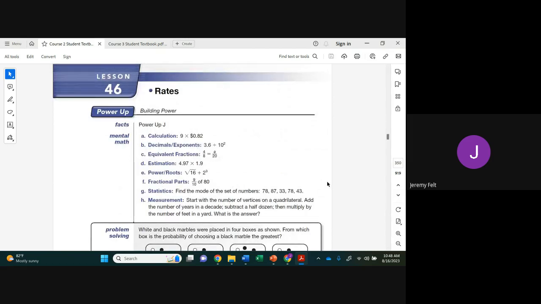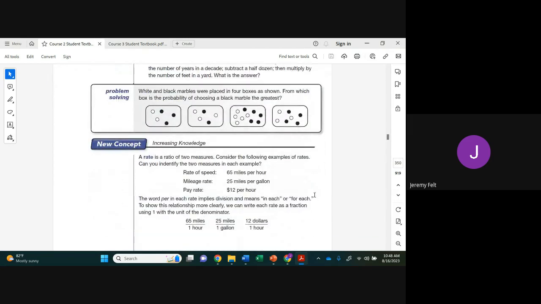And then 46, we're looking at a rate. So again, a rate is a ratio of two measures. Like miles per hour, we use that all the time. How fast were you driving on the trip? Or, how fast was the plane going? Another common one, miles per gallon. I get 30 miles per gallon in my car. I only get 15 miles per gallon in the truck or whatever. So that's miles per gallon.